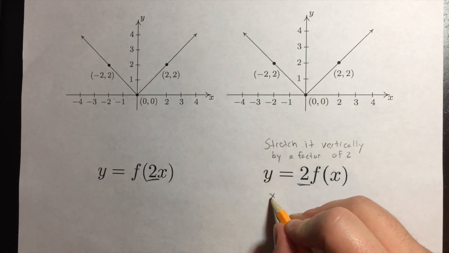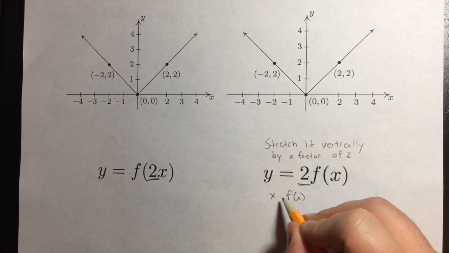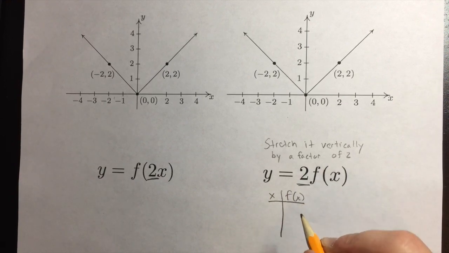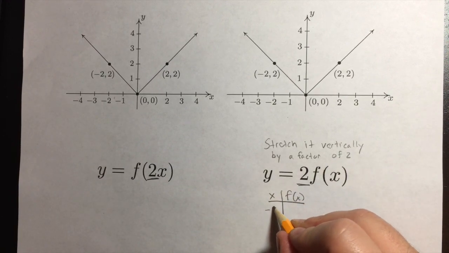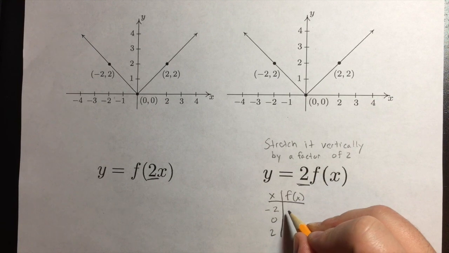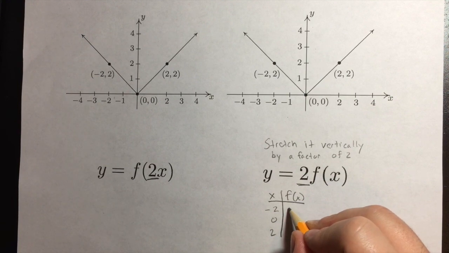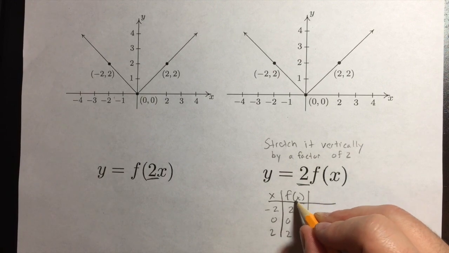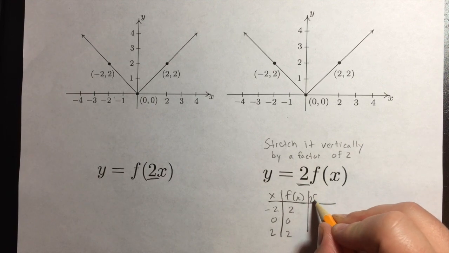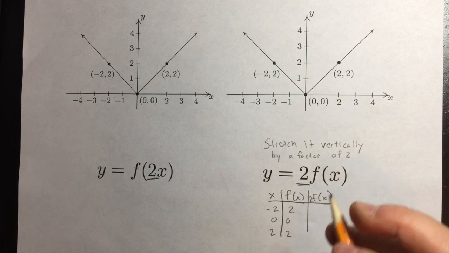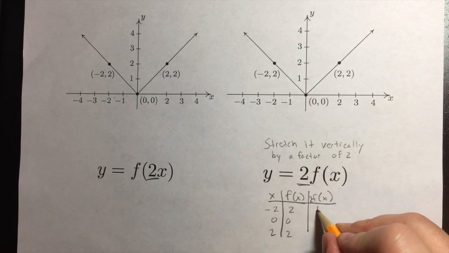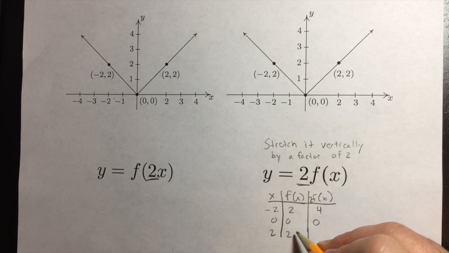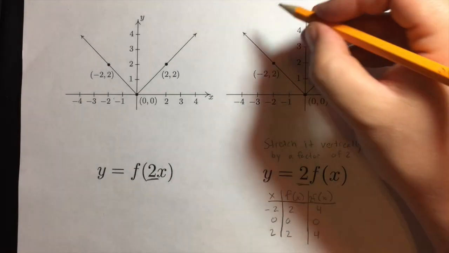We'll use our old table and make our new table. Okay, so x is negative 2, 0, 2, and y is 2, 0, 2. We're going to double our y values. So our new y values are 2 times 2 is 4, 2 times 0 is 0, 2 times 2 is 4.